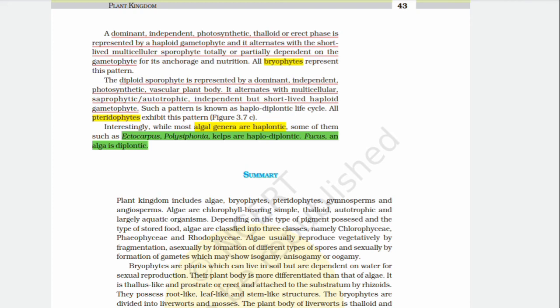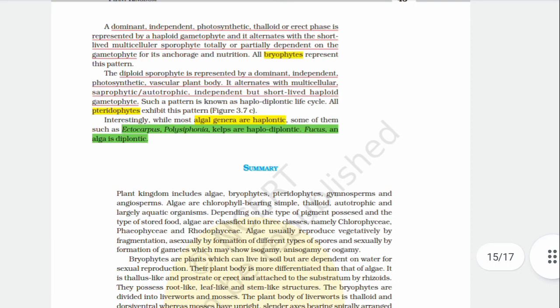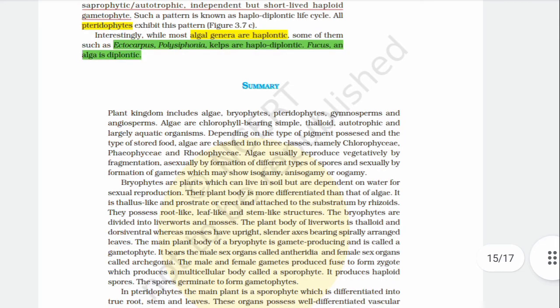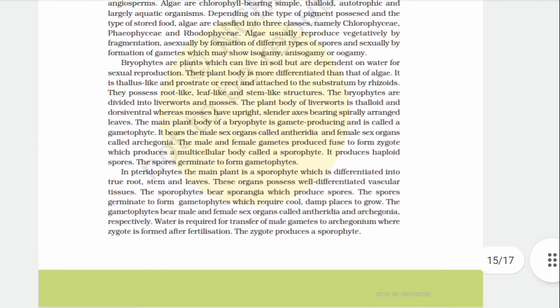That's all. Interestingly, while most algal genera are haplontic, as we have already seen, there are a few exceptions. Ectocarpus, Polysiphonia, and kelps are haplodiplontic, and Fucus is diplontic. Okay, this is very important. You should read the summary also.